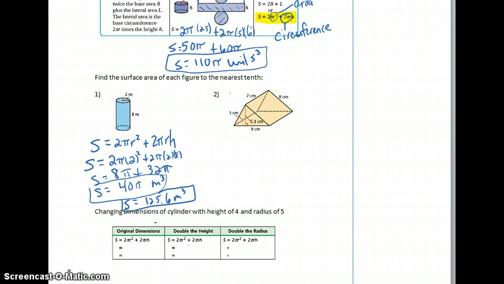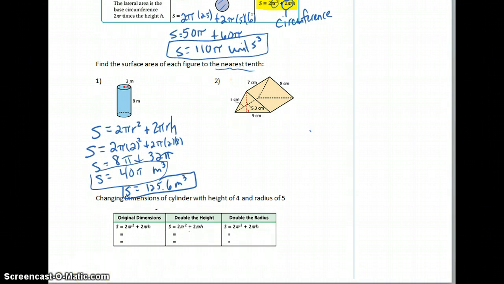And depending on what it asks for, notice in this section it says to the nearest tenth. So we want to make sure that we round that correctly. We plug in pi equals 3.14, and we get 125.6 meters to the third. Make sure you remember that to the third. That tells us it is volume. I want you to try number 2 on your own.